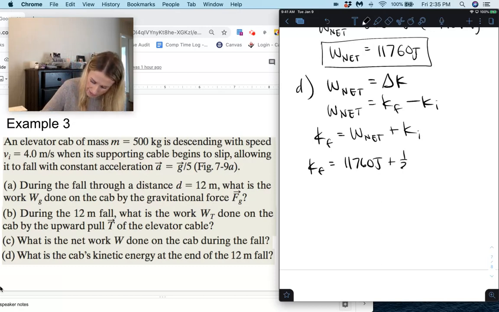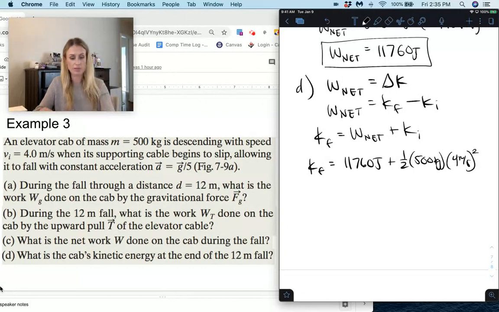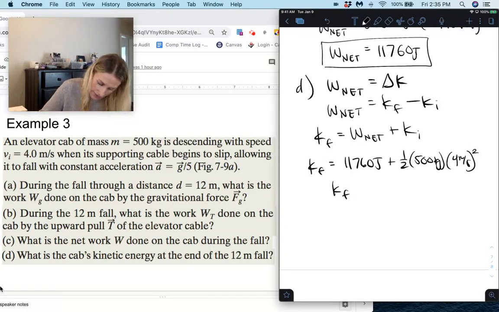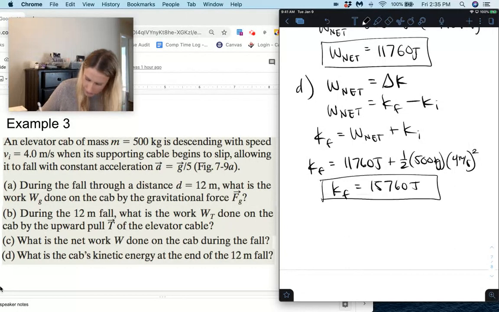So we get 1/2 times the mass of the elevator, which is 500 kilograms, times initial velocity, which is 4 meters per second, and we square that. So we get 11,760 plus, open parenthesis, 0.5 times 500 times 4 times 4, close parenthesis. And we end up getting kinetic energy final is equal to 15,760 joules for our answer.